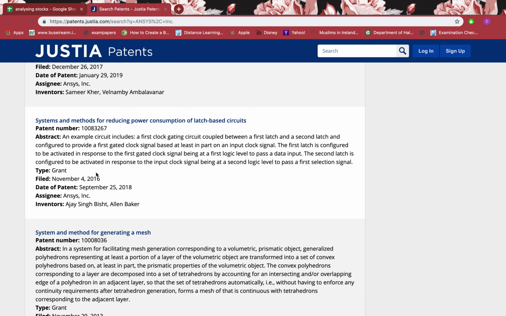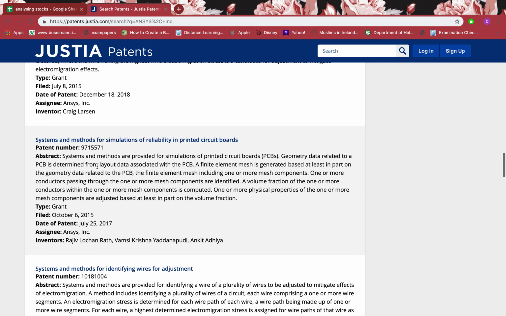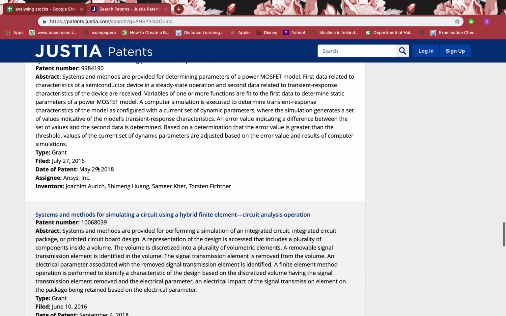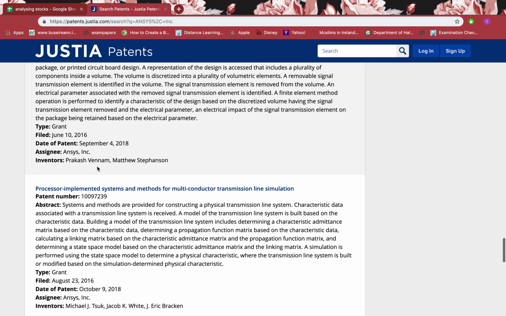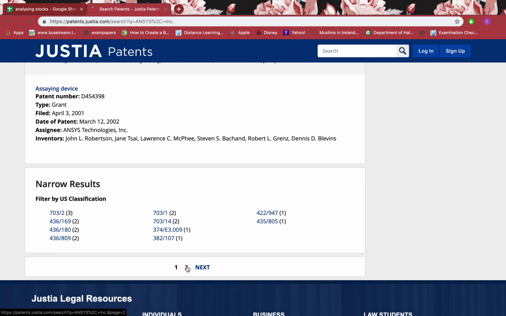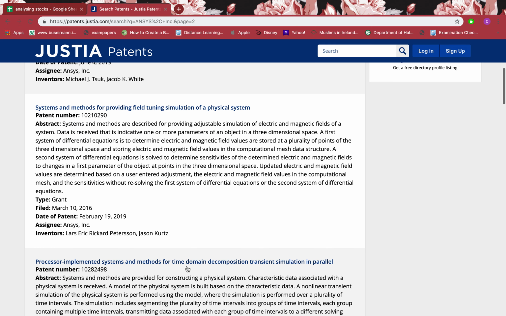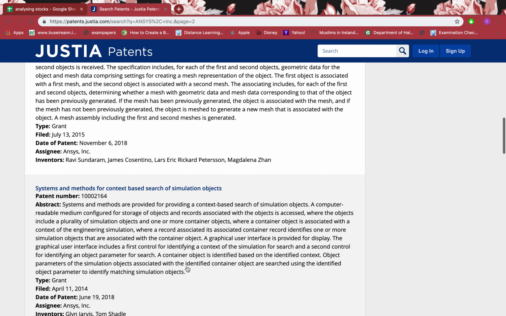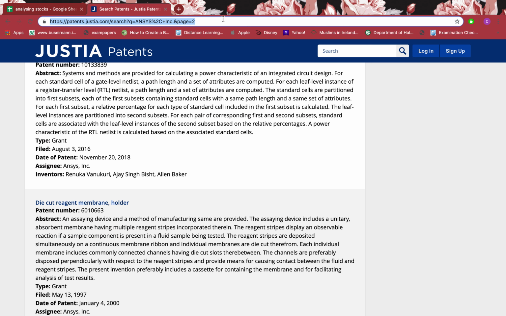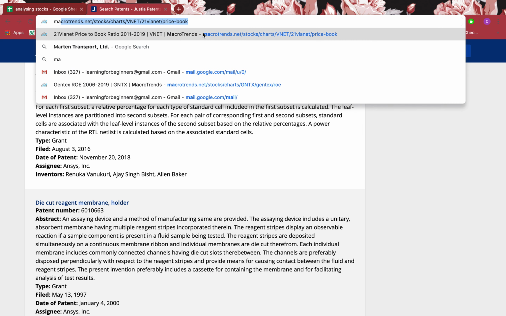So they have recent patents from 2016, which is brilliant, because you want to make sure they have recent patents so that they are still innovating and still competitive in their industry. The more patents they have, the stronger a firm is against their competitors. So you just go through yourself, and I'll go to Macrotrends right now.